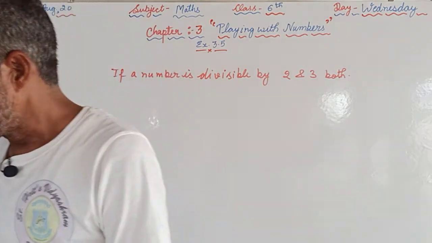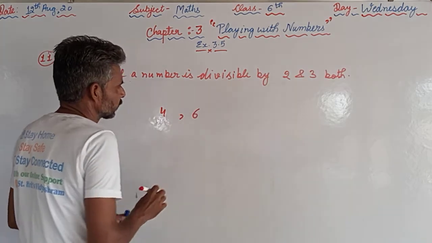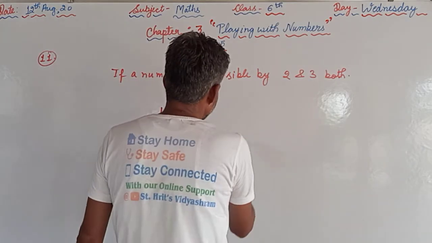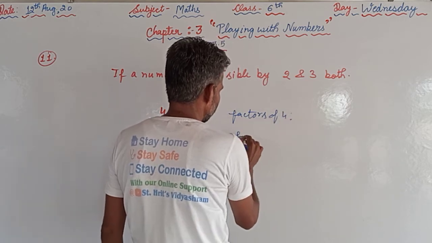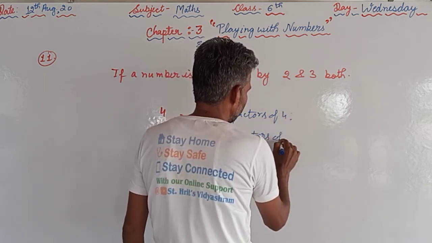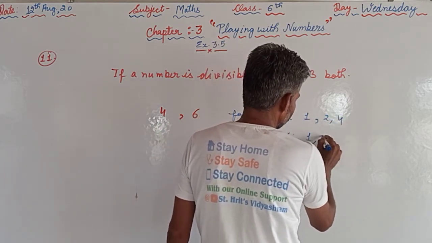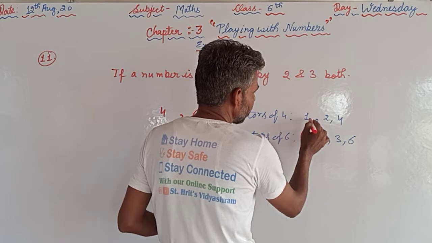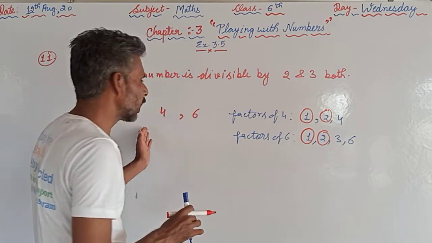co-primes. But will the same case hold for a number that is divisible by 4 and 6? 4 and 6 are not co-prime. Why? Because of the factors of 4 and the factors of 6. Factors of 4: 1, 2, 4. Factors of 6: 1, 2, 3, 6. So here we observe that 1 is a common factor. Okay, 1 can be common, but 2 is also common. Hence these are not co-prime.